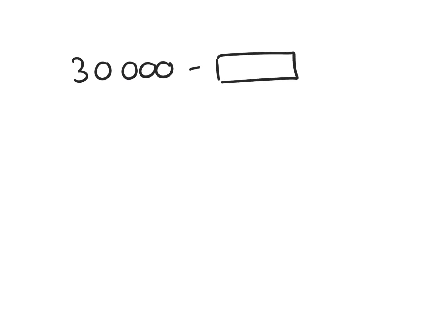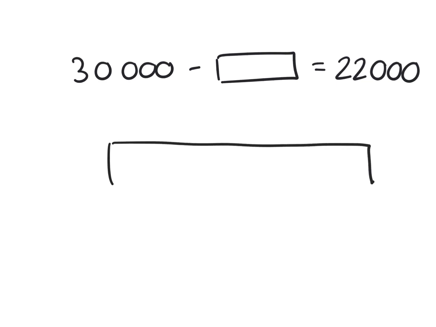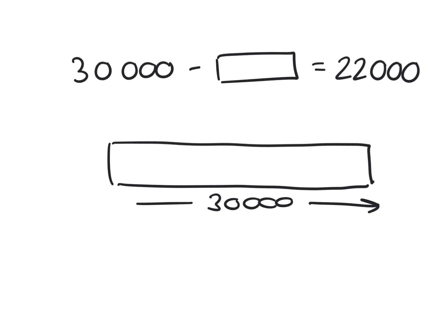And finally, looking at a missing value with subtraction. So if I take 30,000, I'm subtracting a missing value, an unknown value, and it gives me 22,000 at the end. So let's use a bar for this, very useful for subtractions. So the whole bar is worth 30,000. We're going to take away an unknown value here, and it's going to leave us with 22,000.